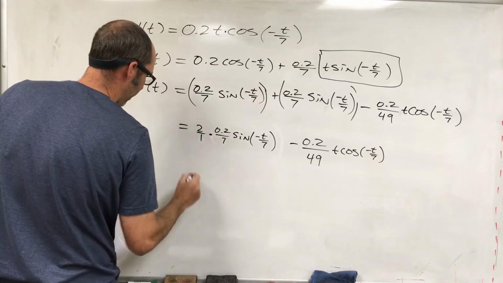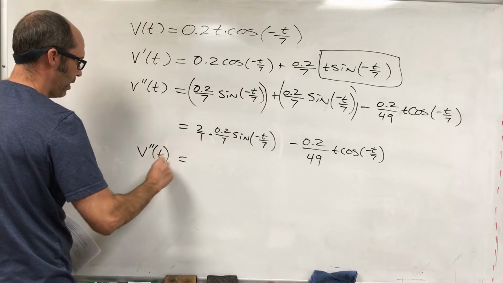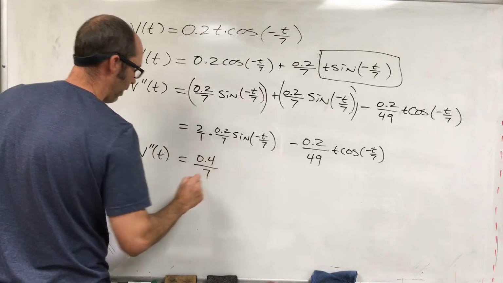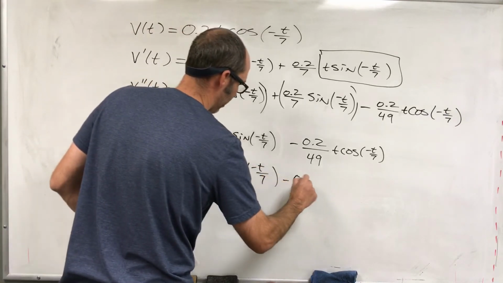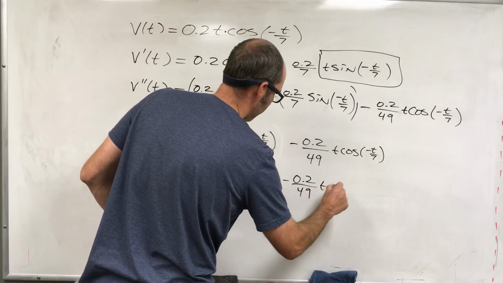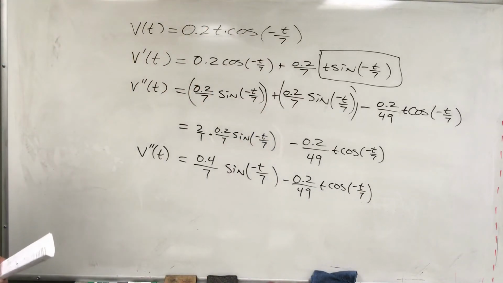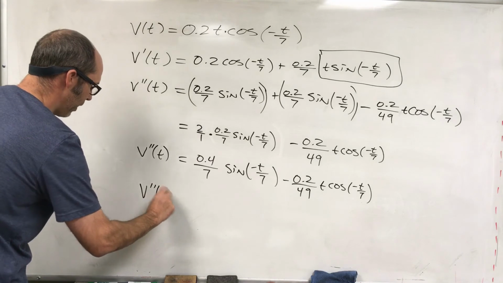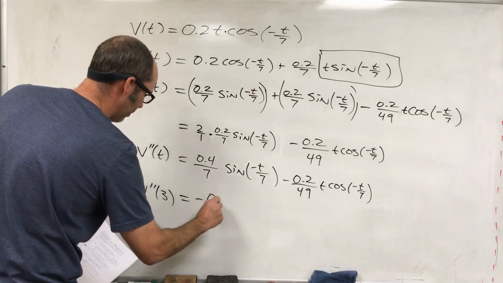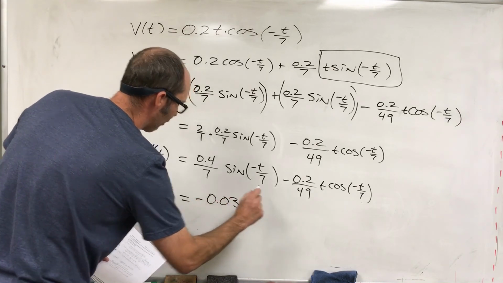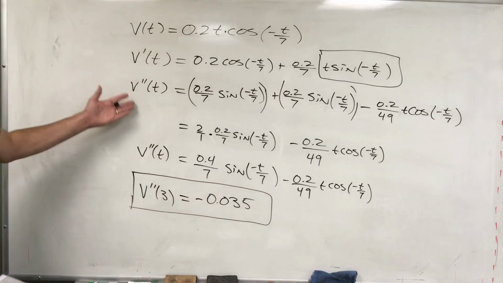So our final answer for v double prime of t is 0.4 over 7 sine of negative t over 7 minus 0.2 over 49 t cosine of negative t over 7. All right, there's v double prime. Now you plug in 3, put that into your calculator, and you get negative 0.035. So this last piece is just a calculation. The difficulty is getting to v double prime.